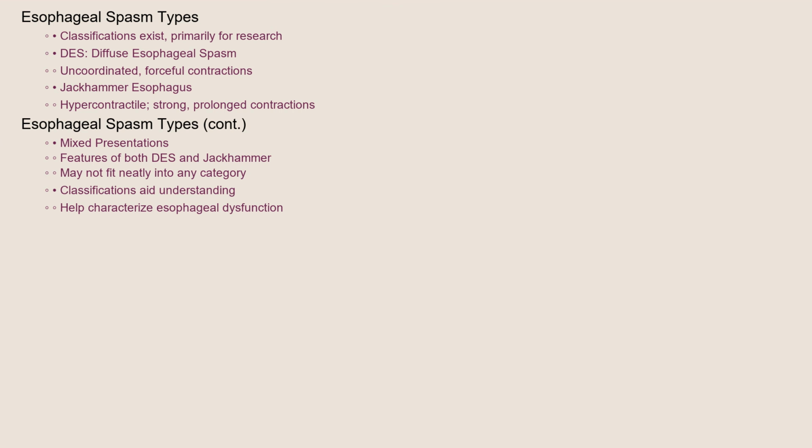Esophageal spasms can be categorized into different types, although this distinction is often used more for research than for direct clinical decision-making. Diffuse esophageal spasm, or DES, is characterized by uncoordinated and often forceful contractions throughout the esophagus. Jackhammer esophagus, also known as hypercontractile esophagus, involves extremely strong and prolonged contractions. Sometimes the diagnostic picture isn't clear-cut, and patients may have features of both of these conditions or not fit neatly into either category. These classifications help physicians understand the specific nature of the esophageal dysfunction.